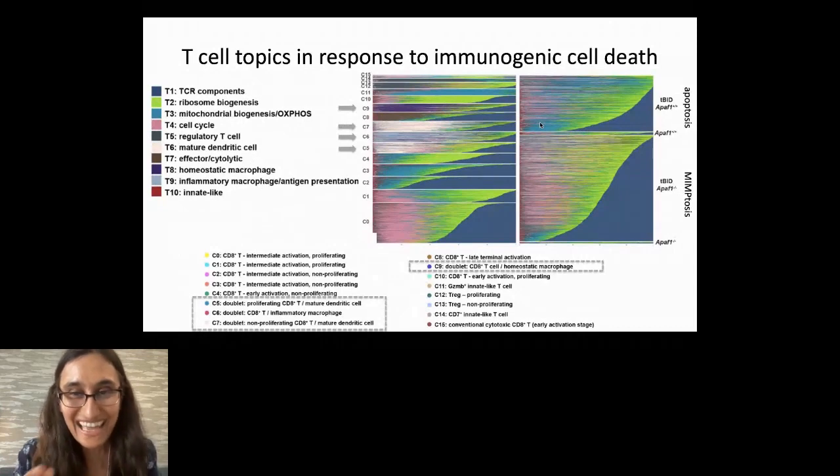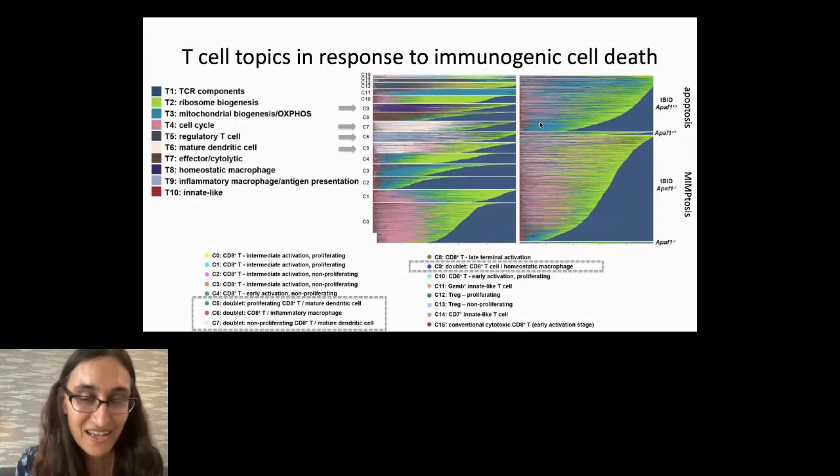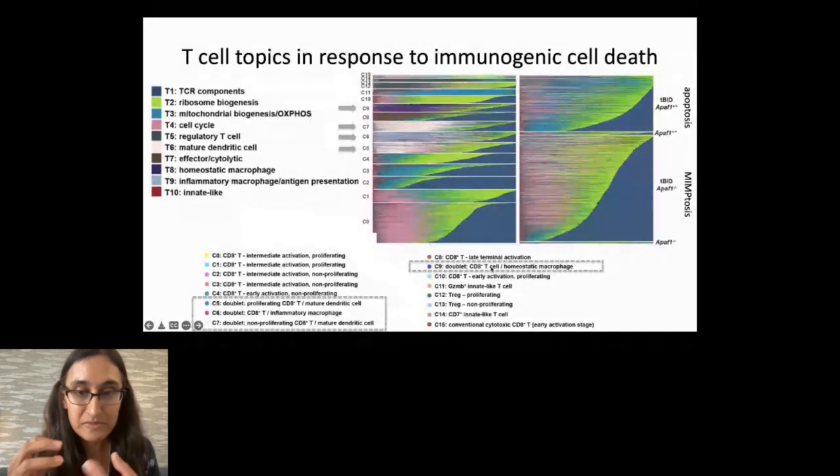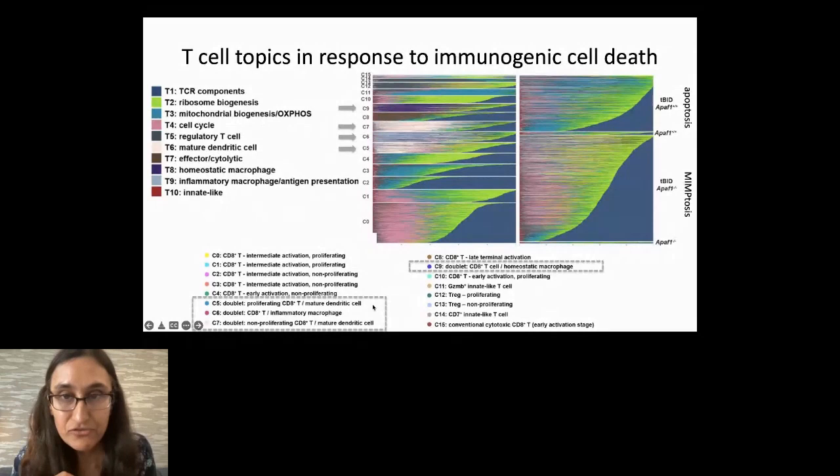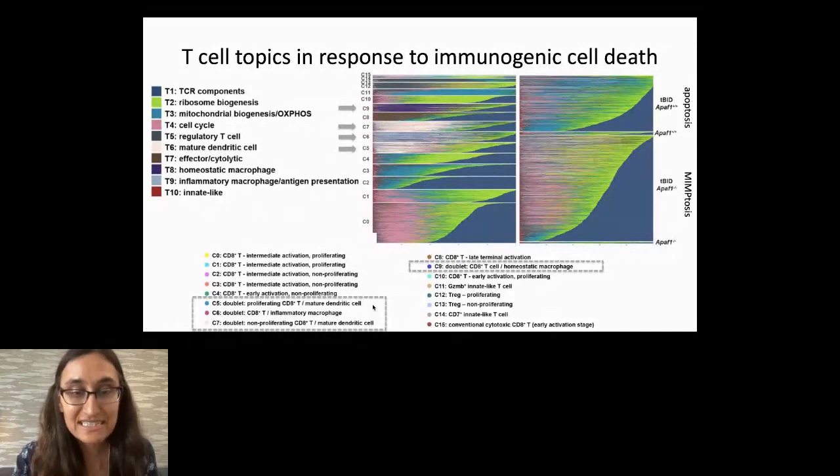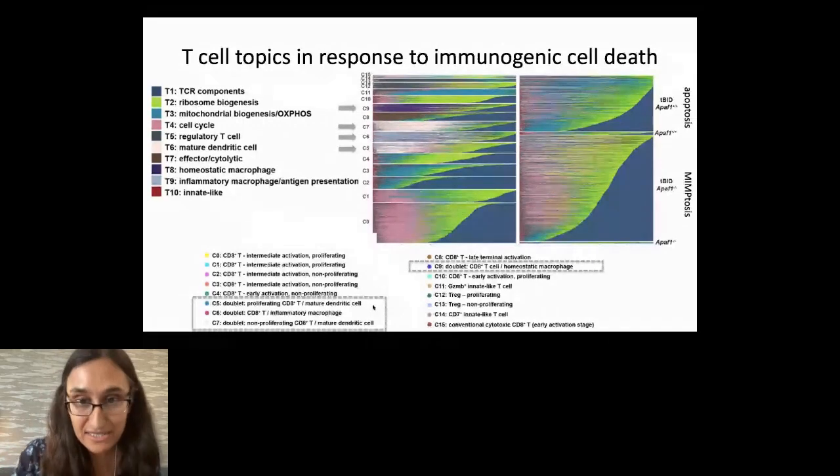One is that you have doublets of myeloid and T cells that I think are coherent. I don't think they're artifacts. I think they're biologically meaningful doublets that are captured, okay? In particular, you can see CD8 T cells with homeostatic macrophages or inflammatory macrophages, and you also see proliferating and non-proliferating CD8 T cells with mature dendritic cells, and those you see only in mitosis and immunogenic cell death.